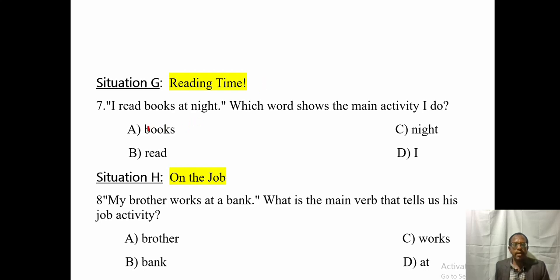Situation G, reading time. I read books at night. Which word shows the main activity I do? A, books, B, read, C, night, D, I. Situation H, on the job. My brother works at a bank. What is the main verb that tells his job activity? A, brother, B, bank, C, works, D, adds.